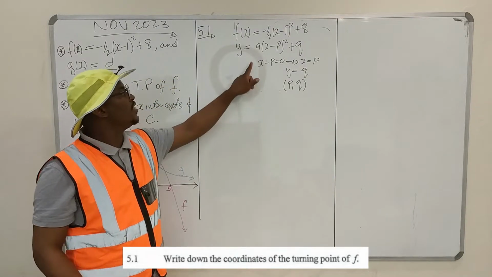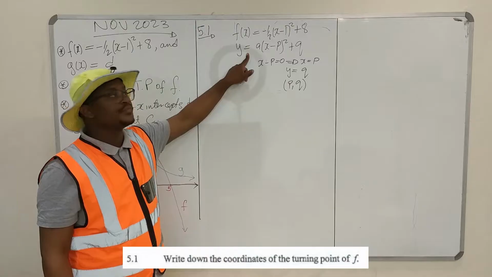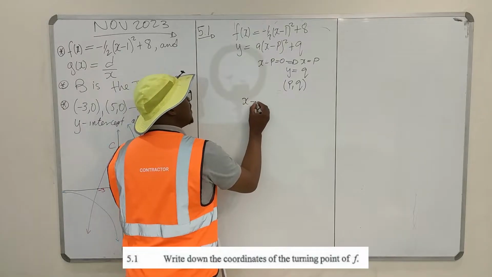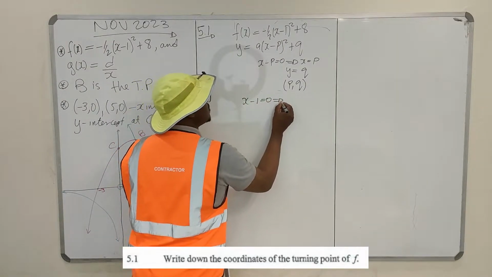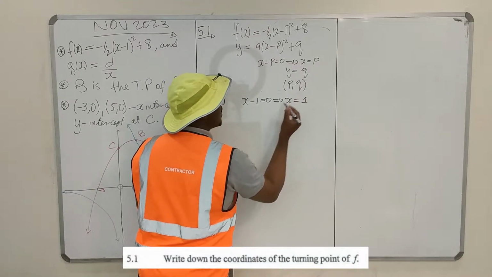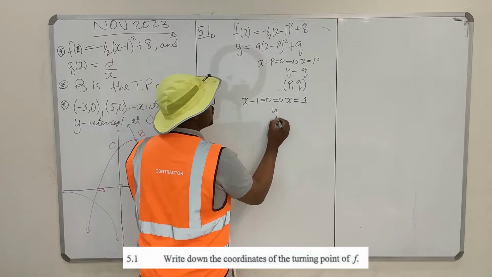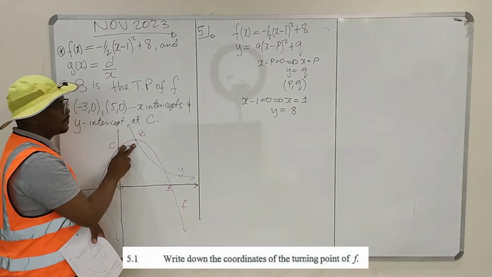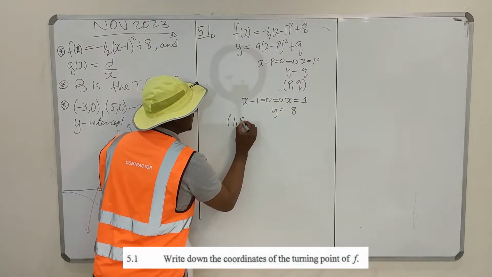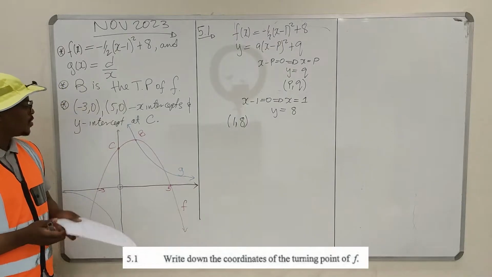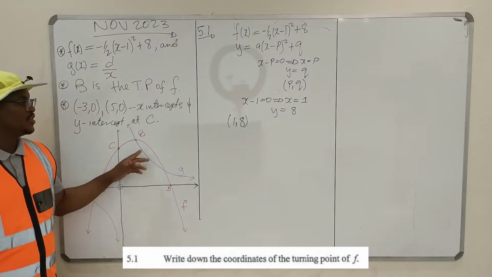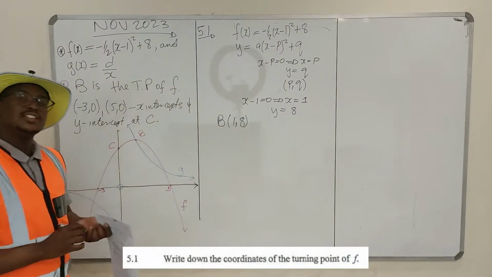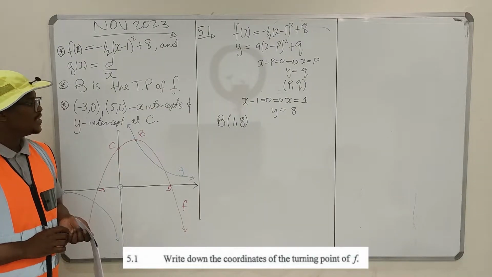You only do this if you're given the equation of a parabola in this form. And if you look here, it's exactly in this form. So you say, okay, my x minus 1 is equal to 0, which means the x coordinate of the turning point is at x equal to 1, right? Then the y coordinate, you take it as it is, 8. So the coordinates of B are x is 1 and y is 8. And if you look at it, in the first quadrant both coordinates are positive. It makes sense to have the coordinates of B to be 1 and 8. So these are the coordinates. I hope this does make sense.